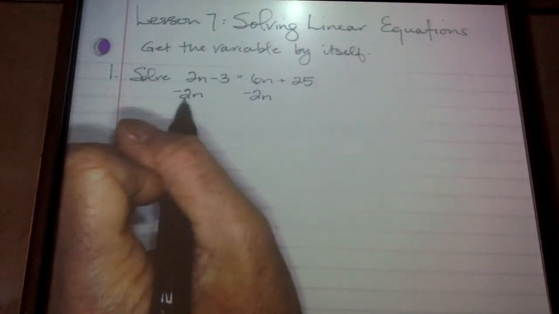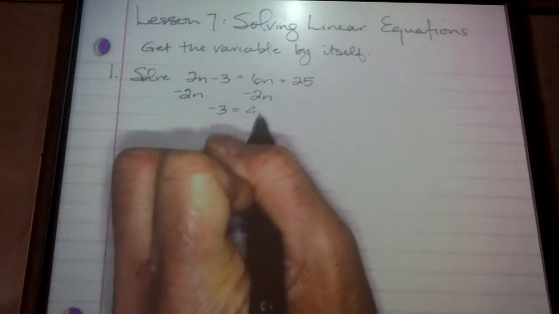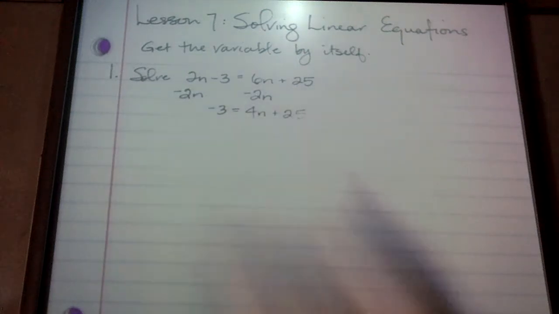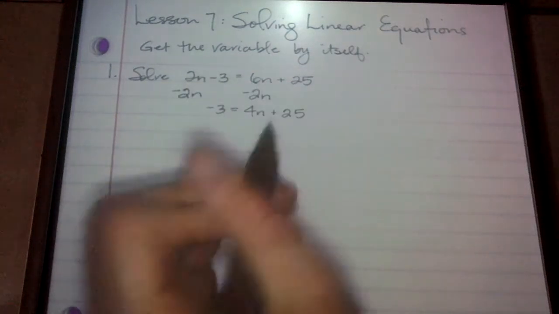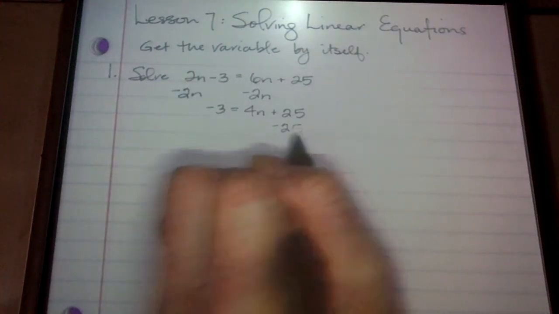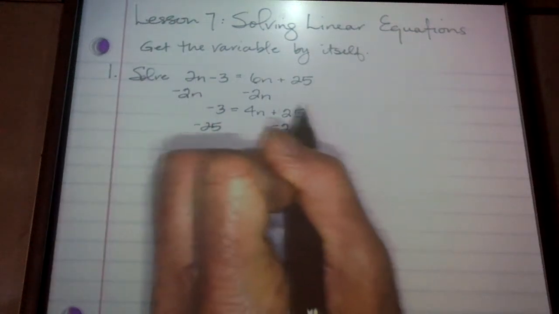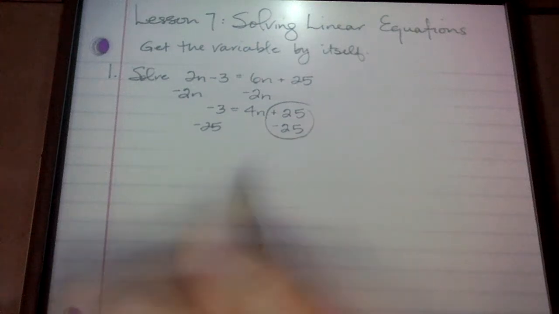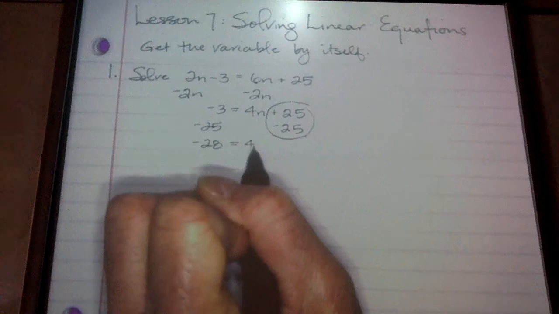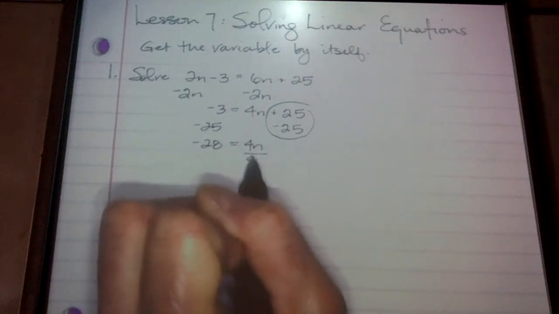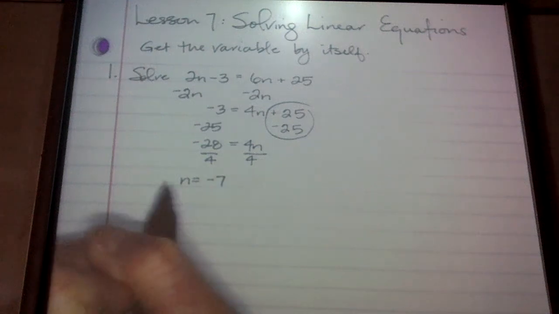So this is now gone. So I have -3 equals 6n minus 2n is 4n plus 25. Remember, my goal is to get n by itself, so now that I've grouped the n's, I'm going to move the 25. So again, this zeroed out, now this is 0. That's why I'm circling it, because it's 0. So now I have -28 equals 4n. I would divide by 4, and n equals -7.